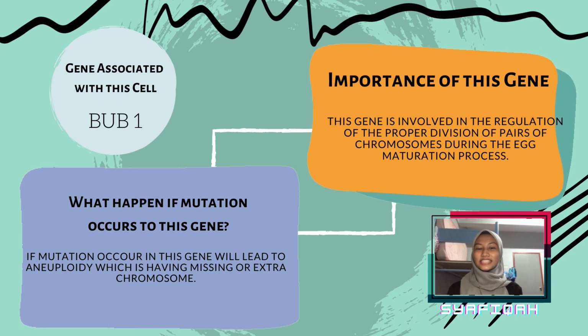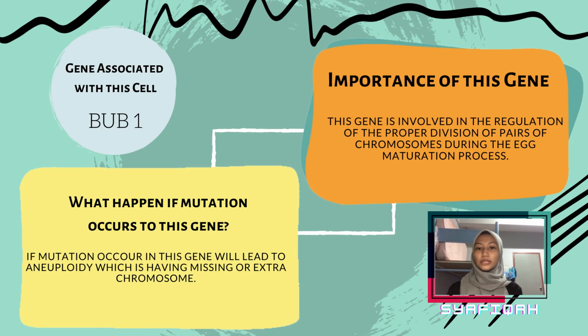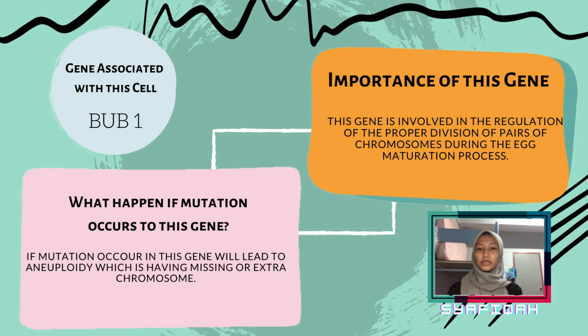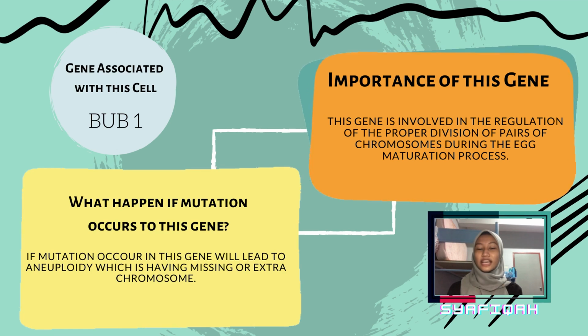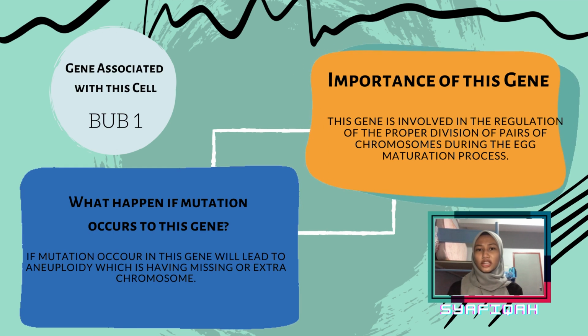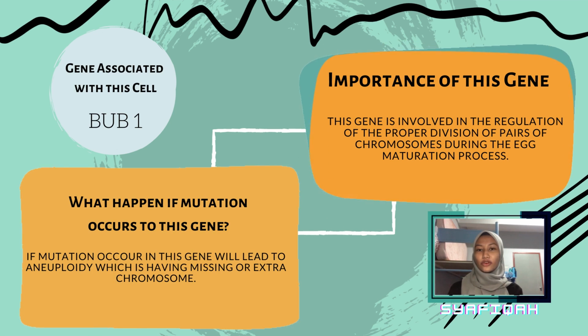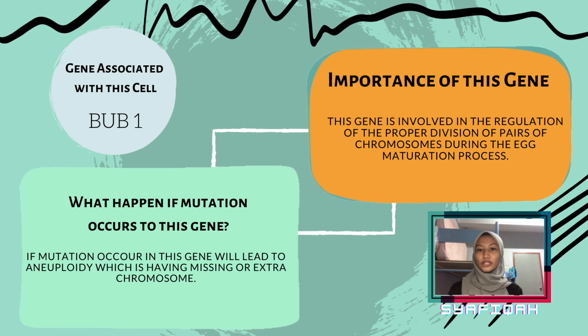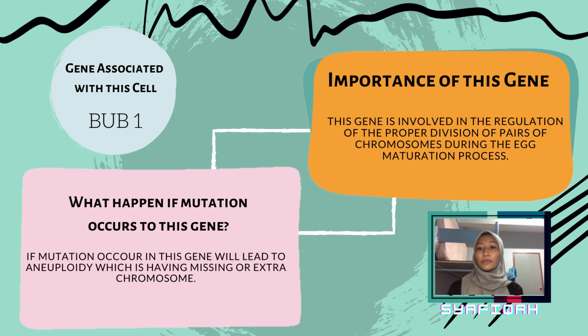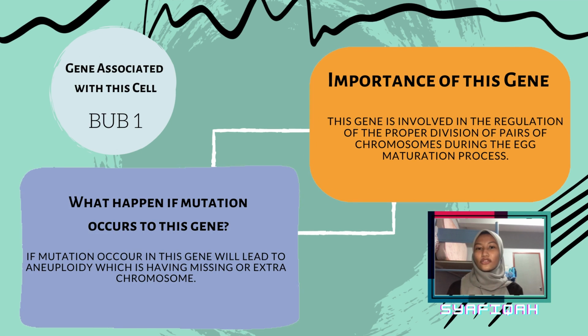The gene associated with the cell is BOOP1. What happens if mutation occurs to this gene is it will lead to aneuploidy, which is having a missing or extra chromosome. The importance of this gene is that it is involved in the regulation of the proper division of chromosomes during the egg maturation process. This is the end of our presentation.